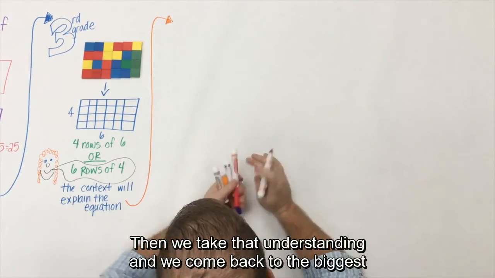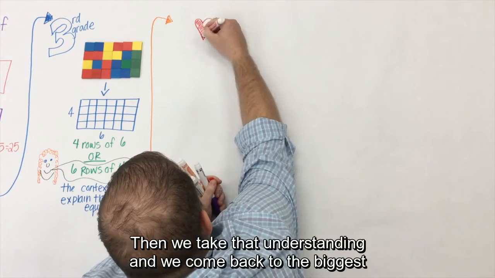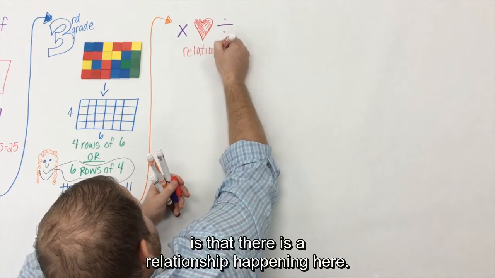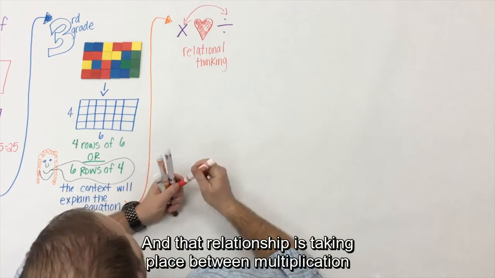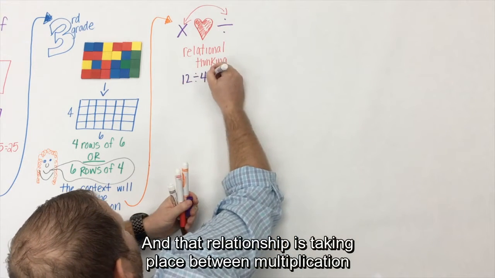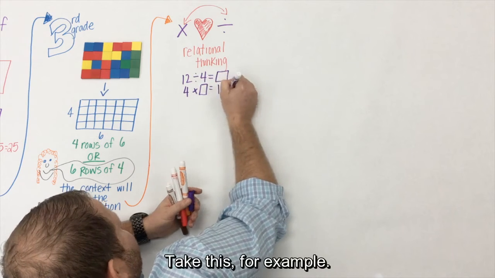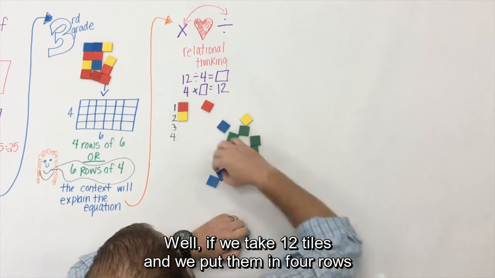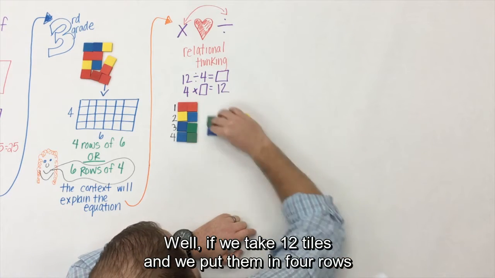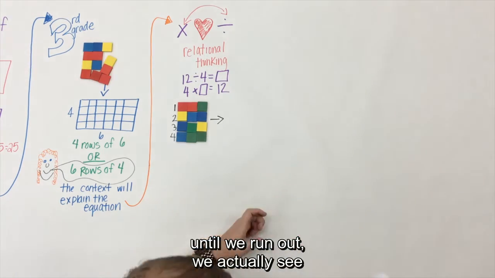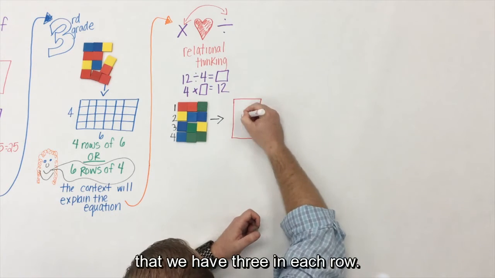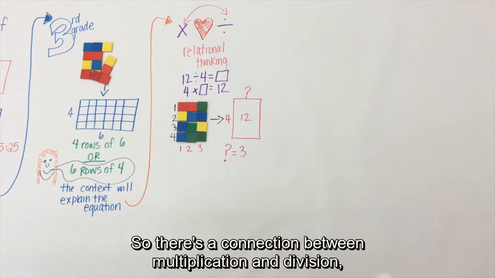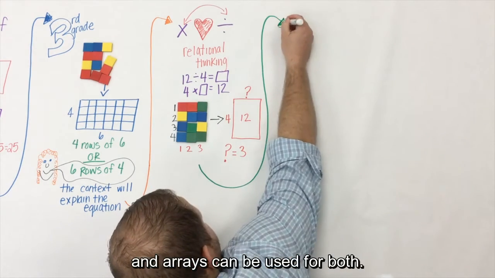Then we take that understanding and we come back to the biggest piece probably in third grade, which is that there's a relationship happening here. And that relationship is taking place between multiplication and division. Take this, for example. 12 divided by 4 is a number. 4 times what number is 12? Well, if we take 12 tiles and we put them in 4 rows until we run out, we actually see that we have 3 in each row. So there's a connection between multiplication and division, and arrays can be used for both.